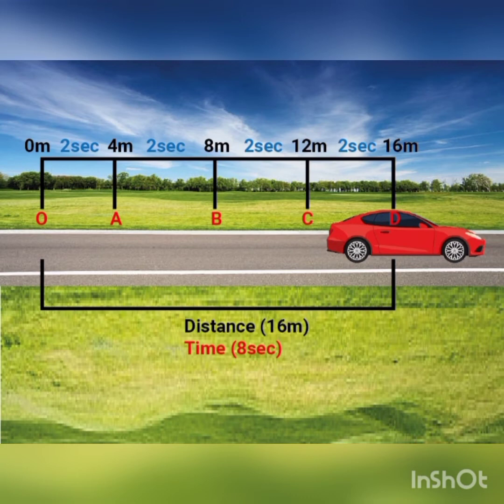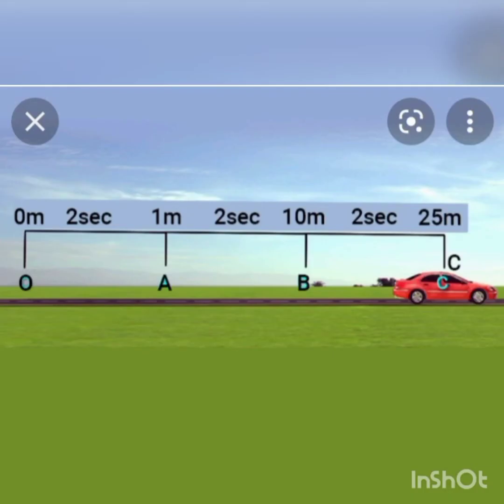So the next one, what is non-uniform motion? It is just the opposite of uniform motion. That is, if an object travels unequal distances in equal intervals of time, then the motion of that object is known as non-uniform motion.